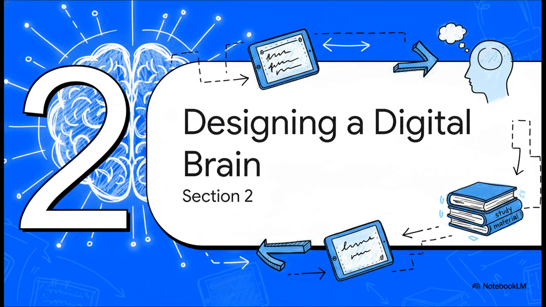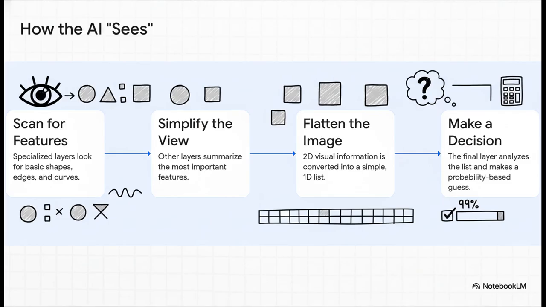Okay, the textbook is prepped and ready to go. Now we need the student, and this is where it gets really cool. Let's jump into section 2. We're actually going to design a digital brain. So how does this digital brain actually see? It's not like human eyes. It's a really clever multi-step process.